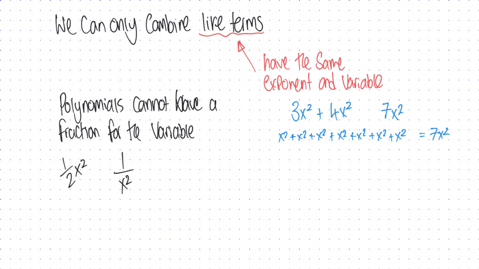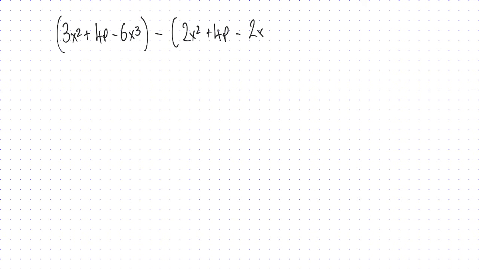Okay, so let's have a look at another example of combining some of these together. So let's say we've got 3x squared plus 4p minus 6x to the power 3. This is our first expression, and then we're going to take this away from 2x squared plus 4p minus 2x to the power 3.